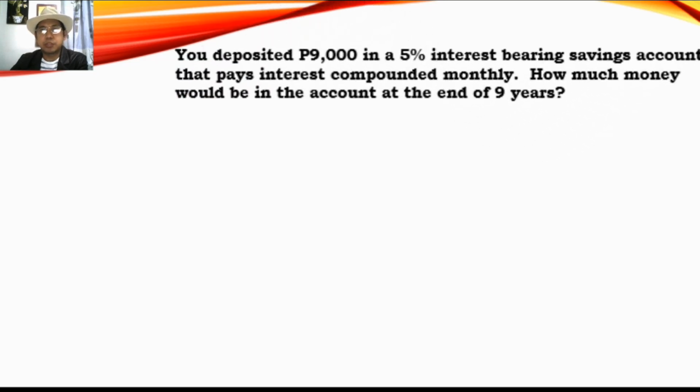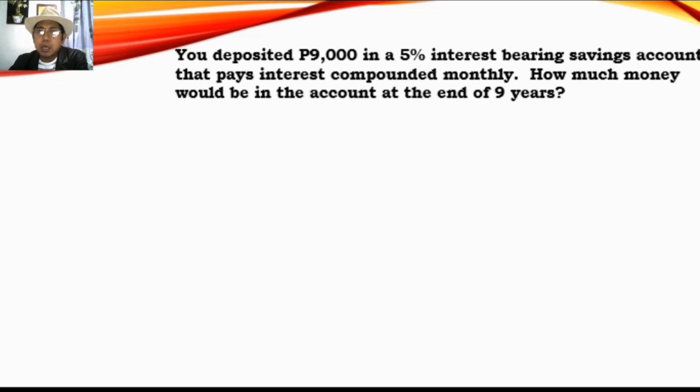Okay. To further understand the compound interest, now let's try to change the problem or have another problem. So we have the same problem here, but the mode of conversion will be compounded monthly. Now, what do you mean when we say the mode of conversion is compounded monthly? Meaning to say the 5% will be divided by 12, and whatever the result is will be applied monthly.